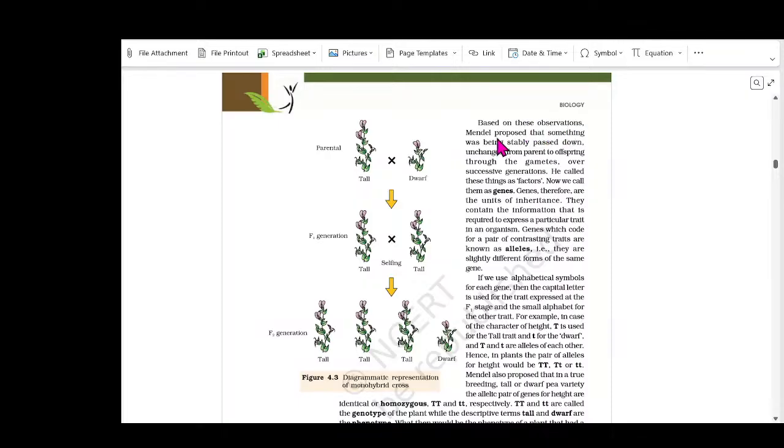Based on these observations, Mendel proposed that something was being stably passed down, unchanged from parent to offspring through the gametes over successive generations. He called these things factors. Now we call them genes. Genes, therefore, are the units of inheritance. They contain the information that is required to express a particular trait in an organism. Genes which code for a pair of contrasting traits are known as alleles. They are slightly different forms of the same gene.